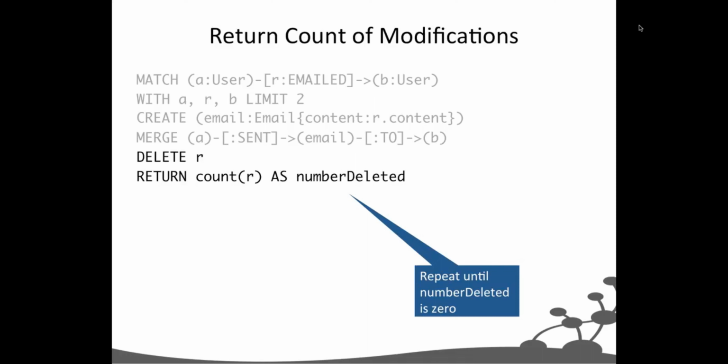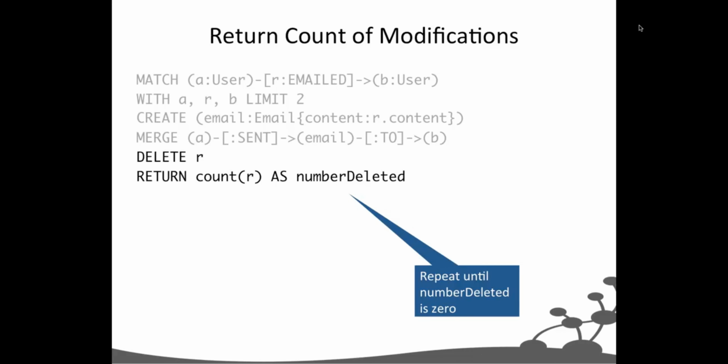This is that optional step 3. We don't want those old emailed relationships anymore, so we're going to delete them. And then finally, we're going to return a count of the number of relationships that we've identified and deleted. And we're going to continue to execute this statement over and over again until that number deleted value that's returned from the query reaches 0.